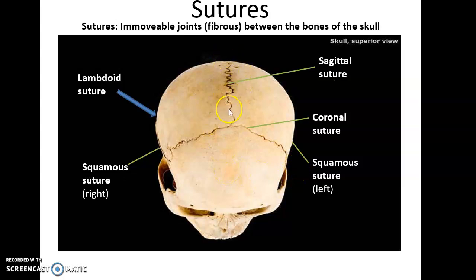The sagittal suture is found between the right and left parietal bones, the coronal suture between the frontal bone and parietal bones. In the back, we have the lambdoid suture between the parietal bones and occipital bone. And on the sides, we have the right and left squamous sutures between the temporal bones and the parietal bones.